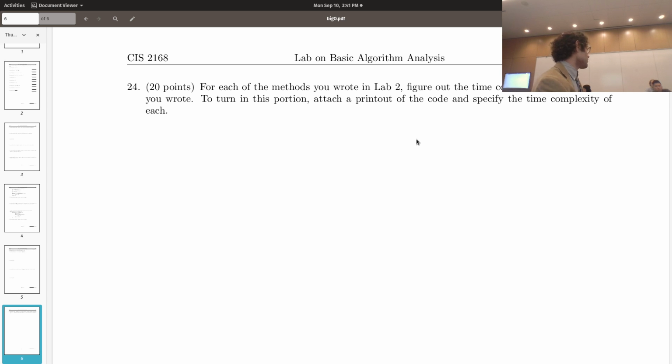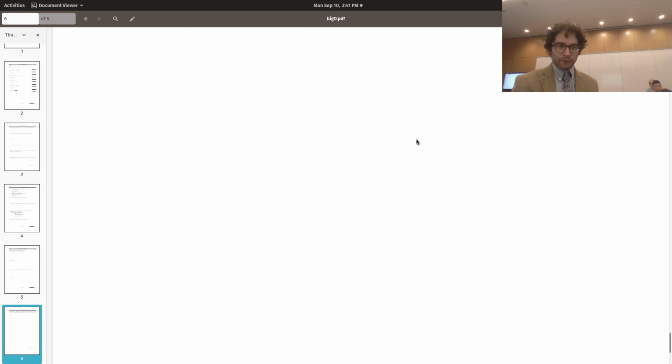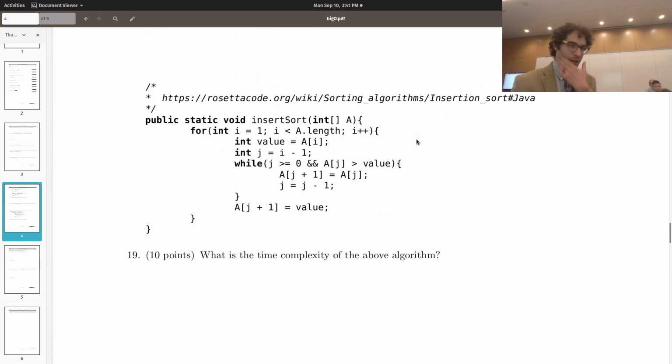Whenever you write a method in my exam, I typically have a 2-point question after that asking what's the big O of what you just wrote. So that's good practice. All right, so what is big O notation?